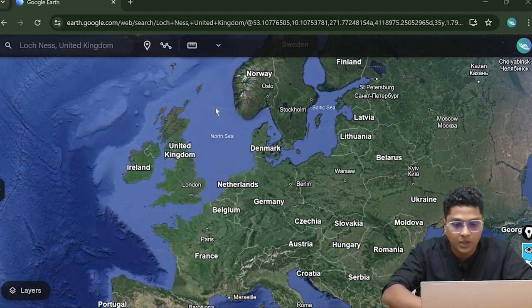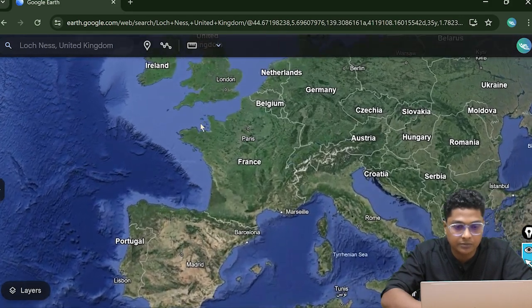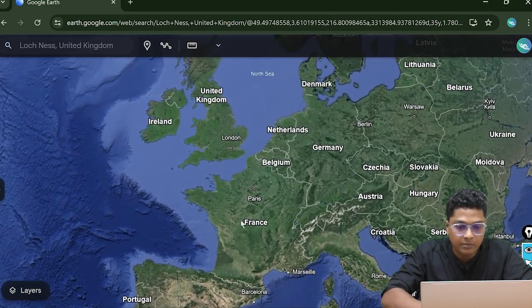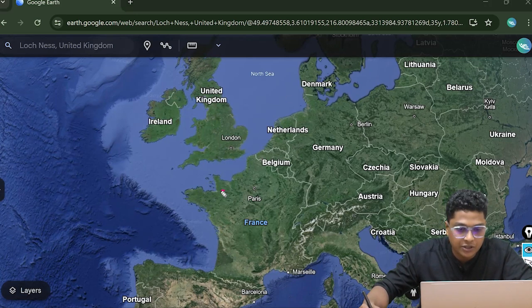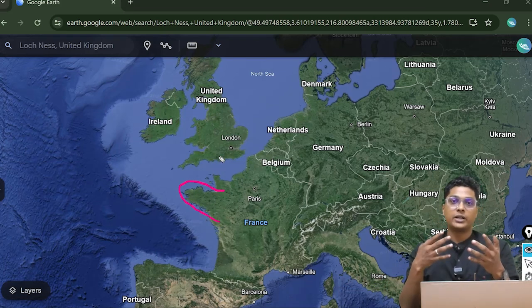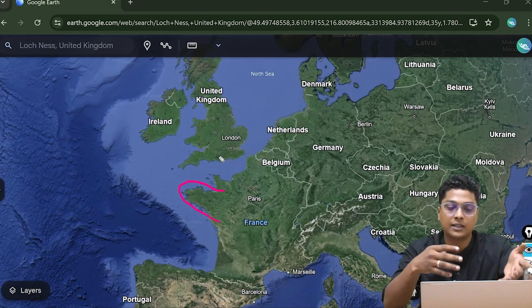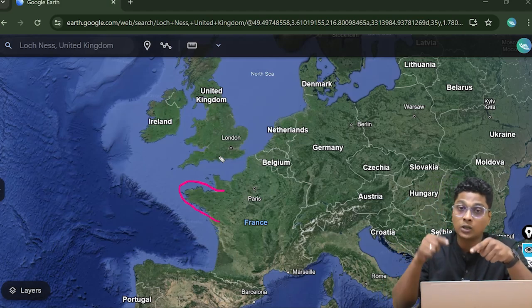Okay. Then further coming here, we have seen this region earlier, right? This is UK and this is France. And here this peninsular region, we have the Brittany Peninsula, Brittany. So when we hear this name Brittany, we might first think that it is related to UK. No, Brittany Peninsula is part of France.